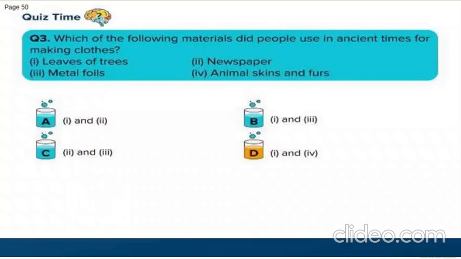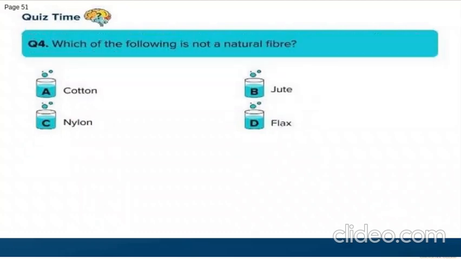Okay. So through the help of questions we are solving it. Right. Next one. Which of the following is not a natural fiber? Cotton, jute, nylon, and flax. Which is not natural, meaning it is synthetic. So one, two, three, four, five, six, seven, eight, nine, ten. So the right answer is obviously nylon.